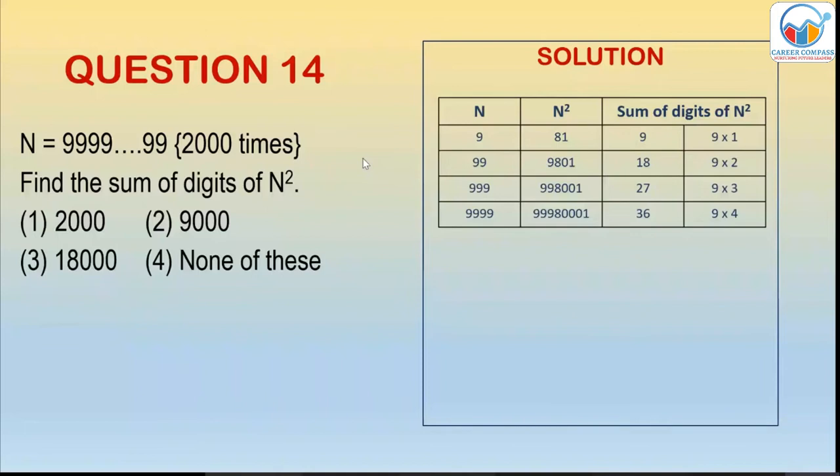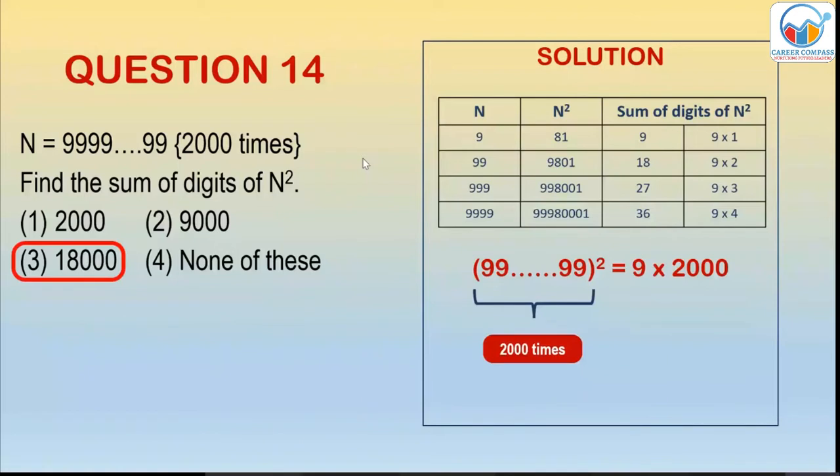I hope you can understand, one 9 is getting added in the front and one 0 is being added in the middle. So that way you get 998001, and the sum of the digits, if you notice, is 27, which can be written as 9 into 3, and so on. So we can definitely say that our number will have 2000 nines, right? So the sum of the digits in n square will be 9 times 2000, which is 18,000, which is given in option number 3. All right, I hope that was clear to everybody.